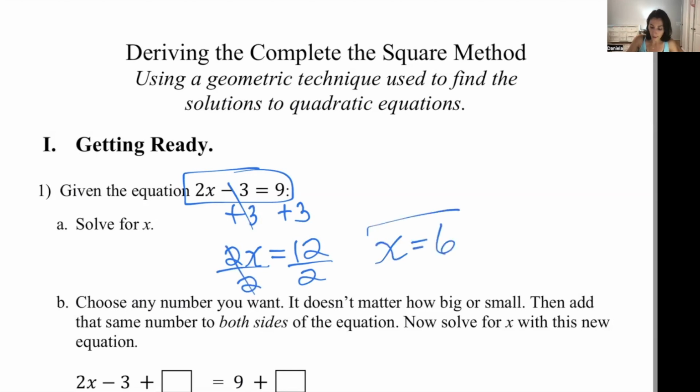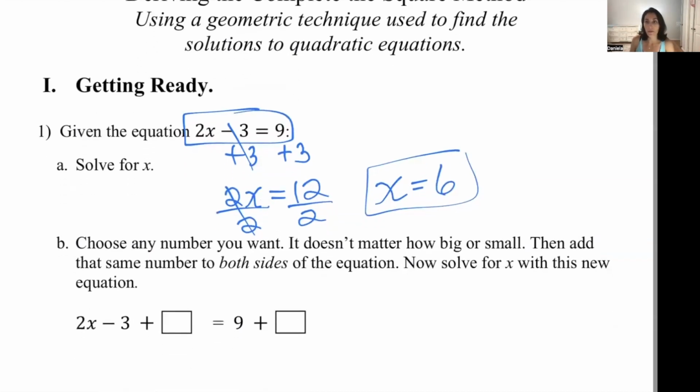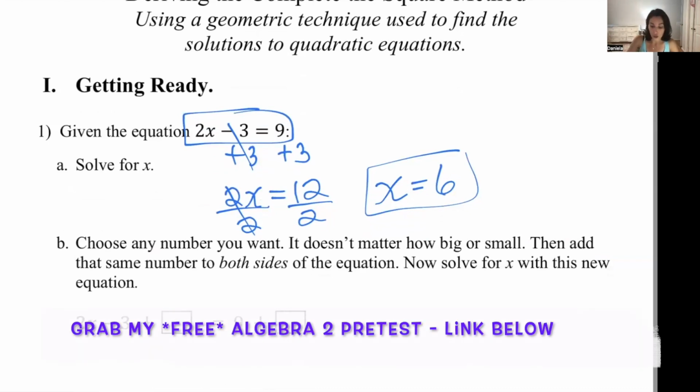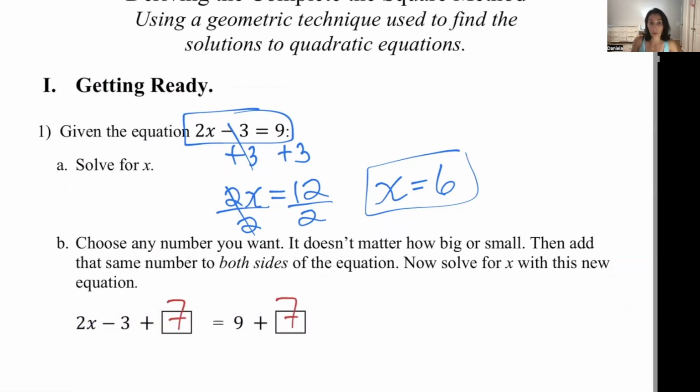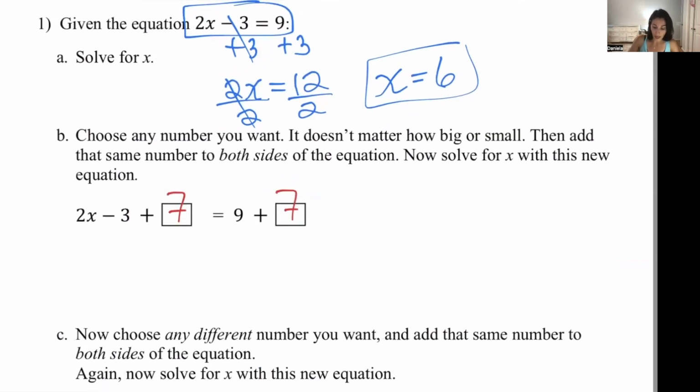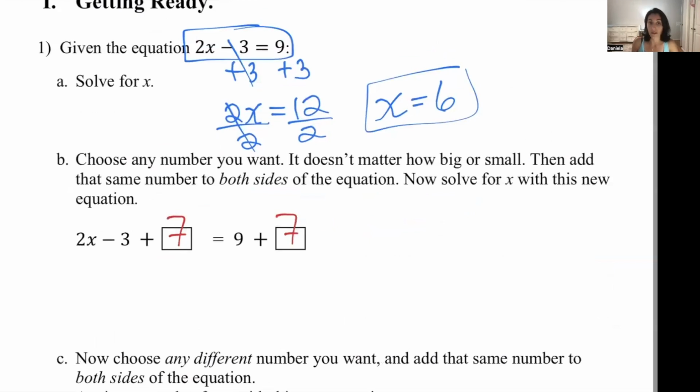So now what happens if we pick any number you want? It doesn't matter how big or small, could be a million, could be 100, could be 1, doesn't matter, right? Then we're going to take the same equation and add the same number to both sides. So how about 7? Let's say we pick the number 7 and add it to both sides of the equation. And now we're going to solve for x. Let's see what happens, right?